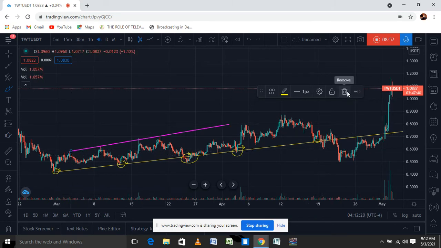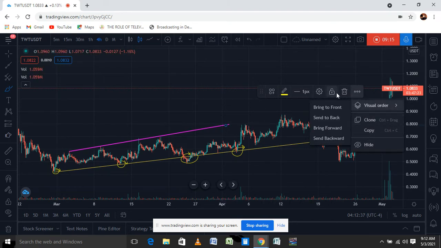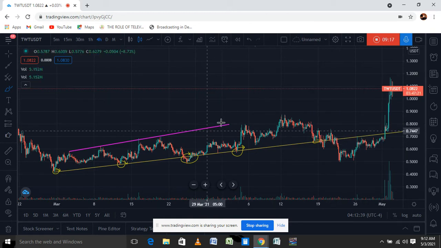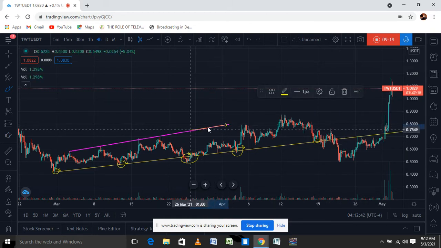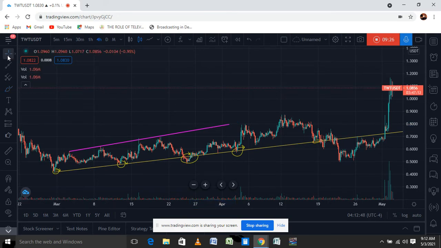Let's see for the resistance. Okay, what's going on? There's something wrong with TradingView. Come on, I don't know why this particular one is not going off. Oh, it's my mistake, sorry. Now I can take this off.